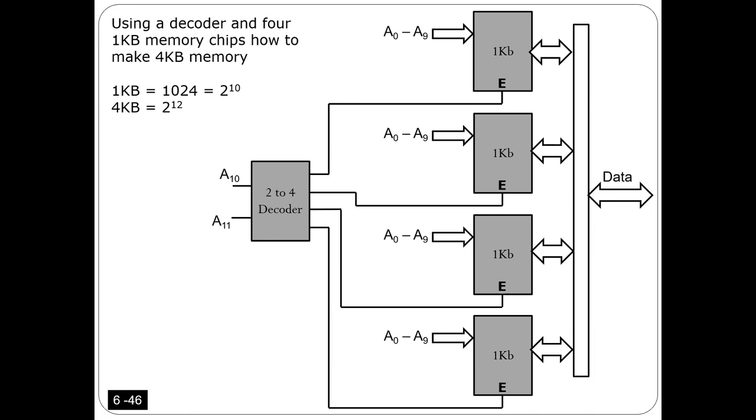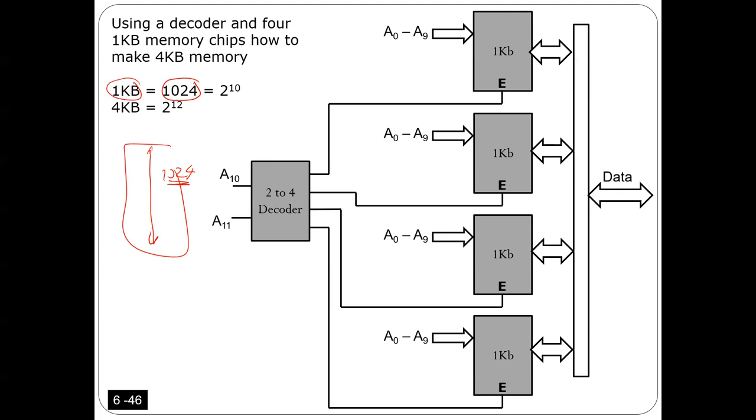So now I'm going to show you something very simple. If I have a 1 kilobyte memory chip, so assume this is a memory chip that's 1 kilobyte, okay? One kilo in a digital system is actually 1024. 1 kilo means 1024. So 1 kilobyte means we have 1024 locations inside this memory. Every location is storing 1 byte.